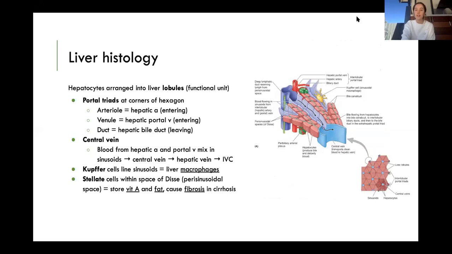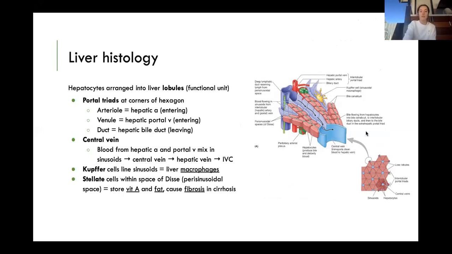So your histology of the liver is that the hepatocytes are arranged into liver lobules, which is like a functional unit, and it's your hexagon. At each corner you have a portal triad with your hepatic artery, hepatic portal vein and your hepatic bile duct, and these all drain into the central vein. They mix in the sinusoids, which is through here, to perform the gut functions, and then they drain to the central vein and ultimately to the hepatic vein to the inferior vena cava.